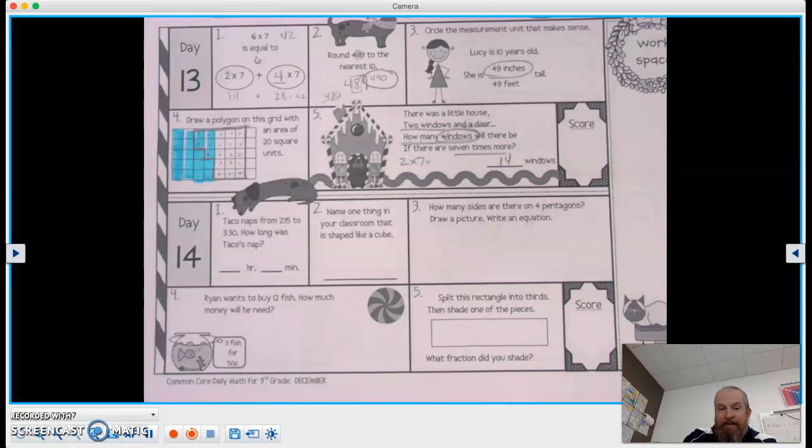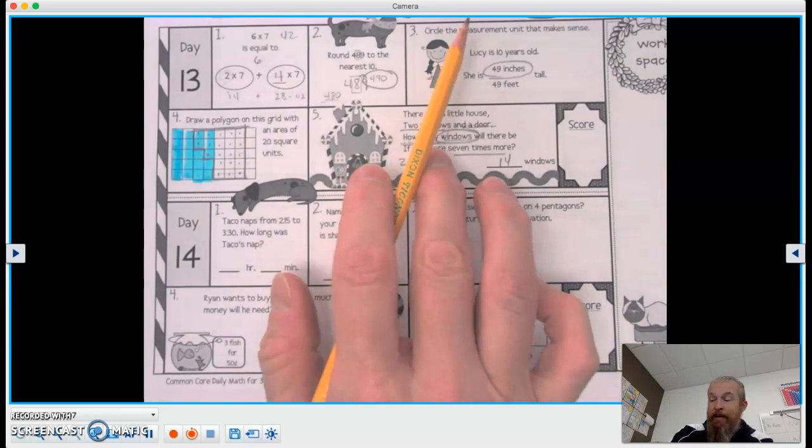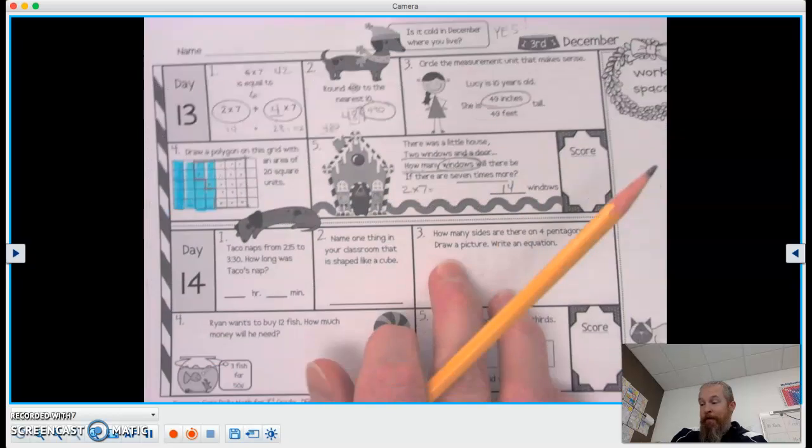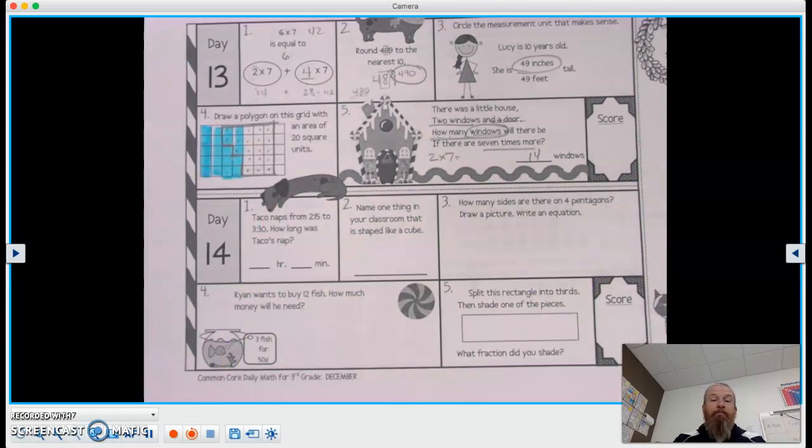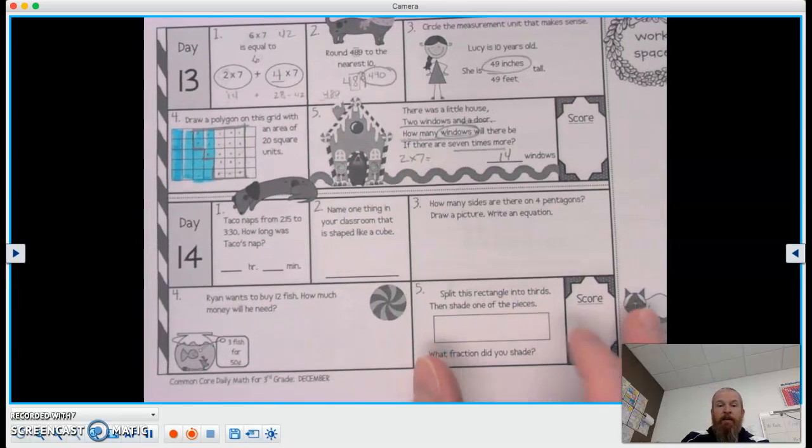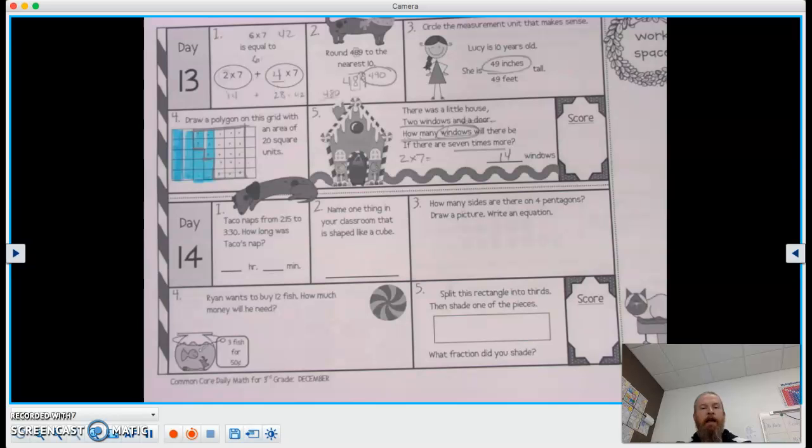Now that Taco ate the garbage and ate human food, he's been outside for a while where it's cold, and now he's taking a nap. So he's getting tired. Taco naps from 2:15 to 3:30. How long was Taco's nap?